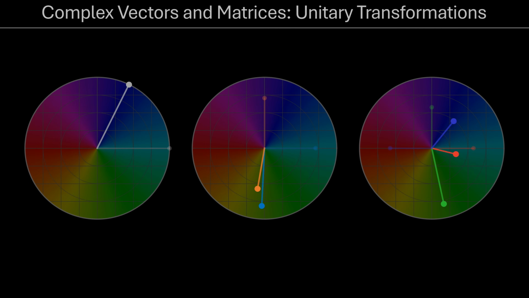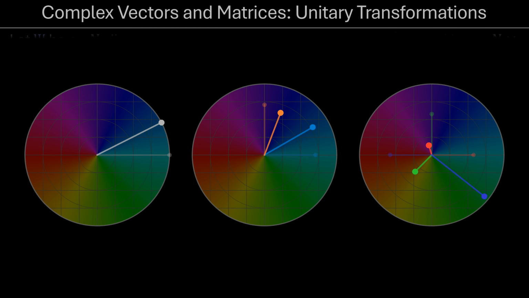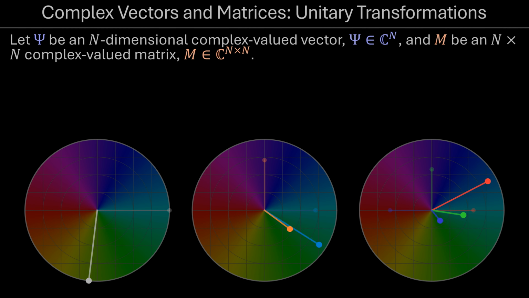All right, let's talk about complex vectors and complex matrices. And in particular, we'll focus on unitary transformations. And we'll figure out what is the special property of a matrix that makes it a unitary matrix. So imagine that psi is an n-dimensional complex valued vector. So we write that as psi is in Cn.